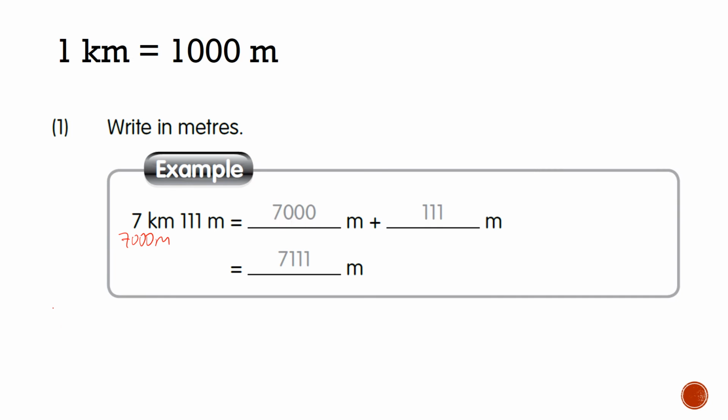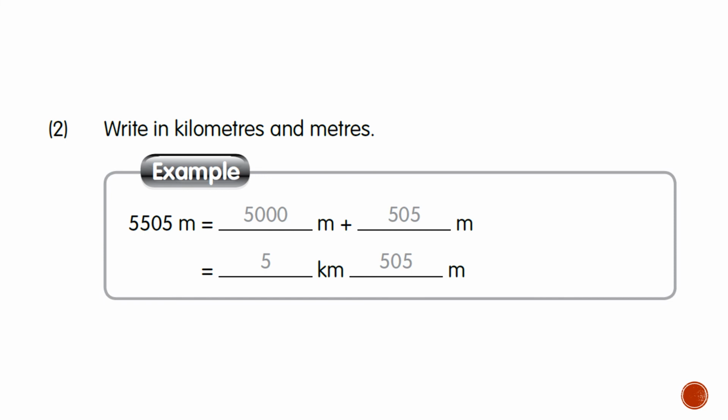I think I better write it down for you so it's clearer. This is thousands, hundreds, tens, and ones. 111 meters will be brought over here. 7 km will be brought over here. So when you add them together, you get 7111. This is the hundreds place, tens place, ones place. So you got to add it and correspond it to the place values.